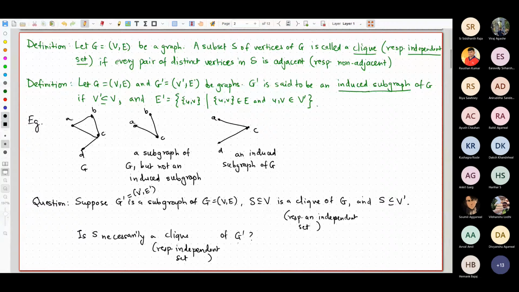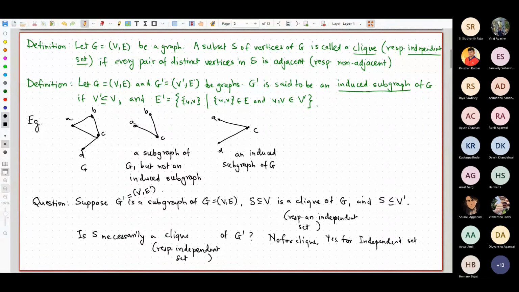Sir, I think the answer in both cases should be yes. No, I'm talking about subgraph, not induced subgraph. Oh, I thought you were talking about induced subgraph. Yes, in subgraph, clique should be no, and independent set should be yes. Good. So no for clique, yes for independent set. Vedant, your hand was up. The same answer. Okay, good.